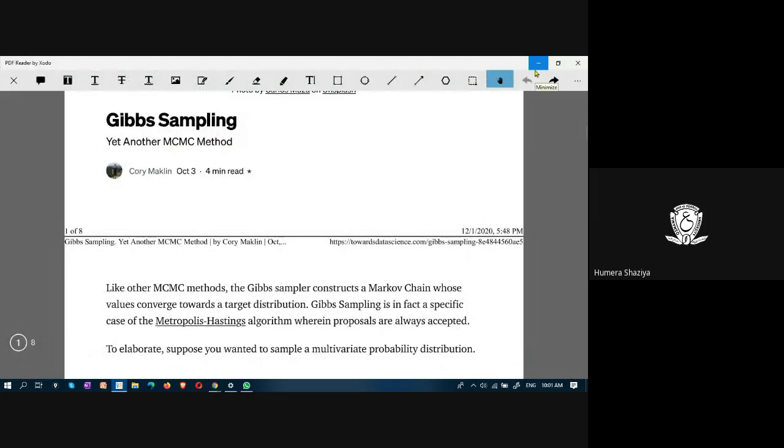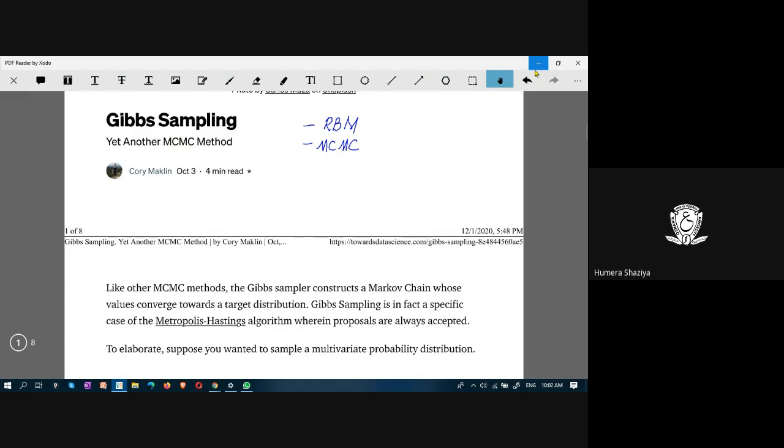In the last few classes, we studied restricted Boltzmann machine (RBM), and then MCMC, Markov chain Monte Carlo methods. Gibbs sampling is another MCMC method.